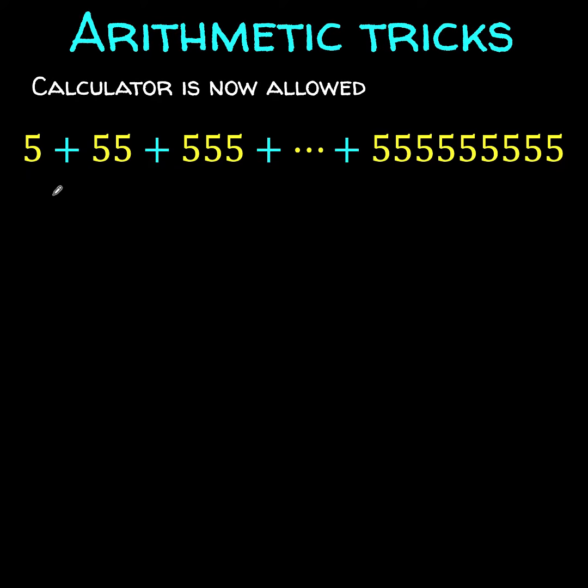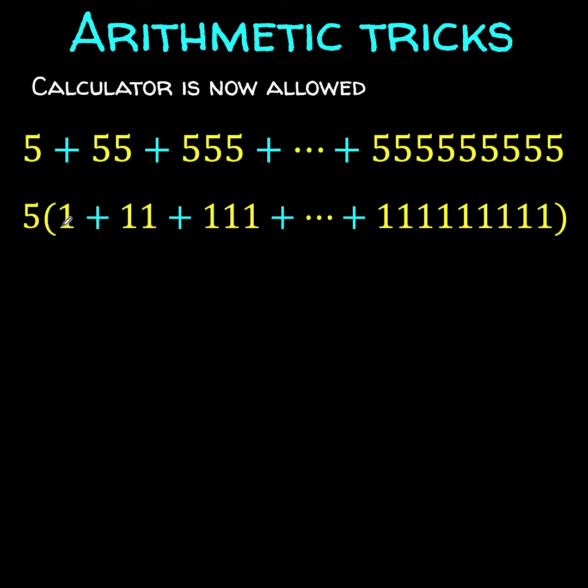We notice here that 5 is a common factor, and therefore, let's factor out 5. Then 5 divided by 5 is 1. 55 divided by 5 is 11. 555 divided by 5 is 111, and so on until we arrive at the last term. Next, our problem is to know what is the sum of these terms inside the parentheses.